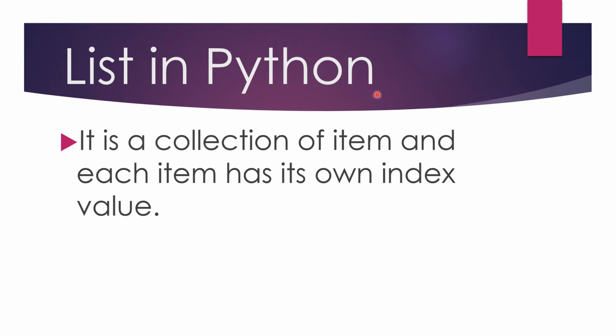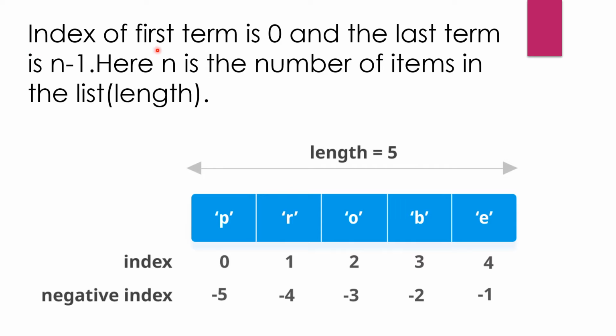What is a list in Python? What does list mean? It is a collection of items and each item has its own index value. The index of the first item is 0 and the last item is n minus 1. Here n is the number of items in the list, that is, the length.